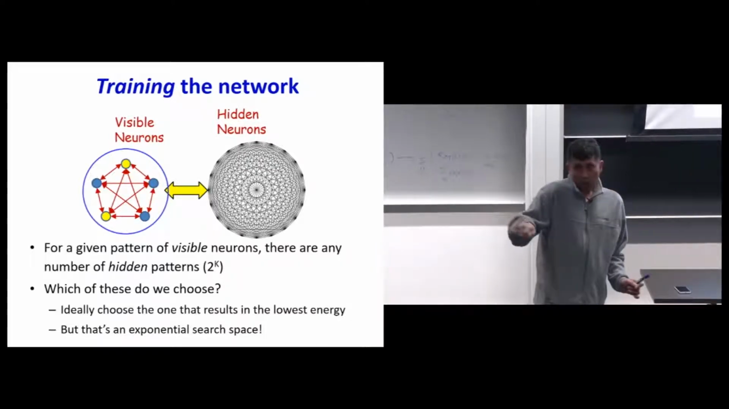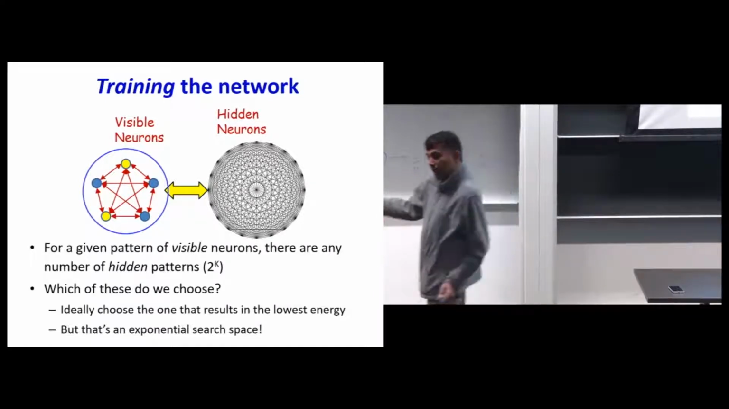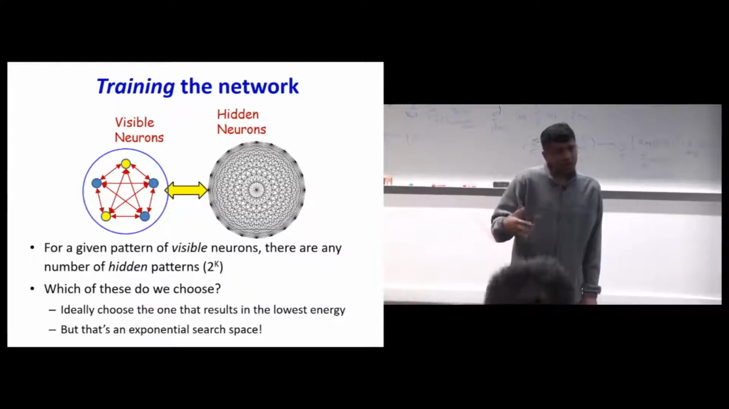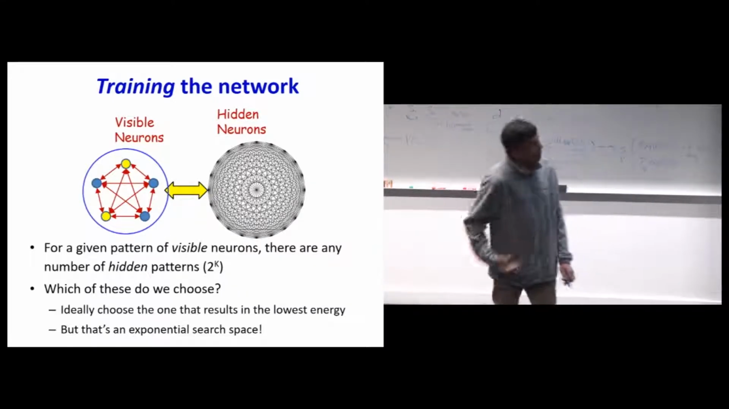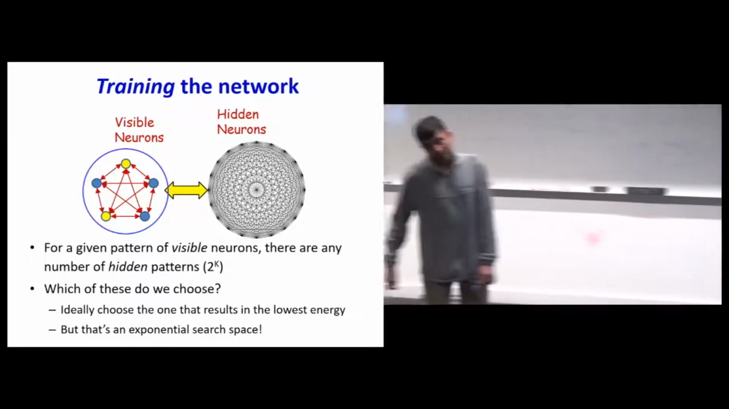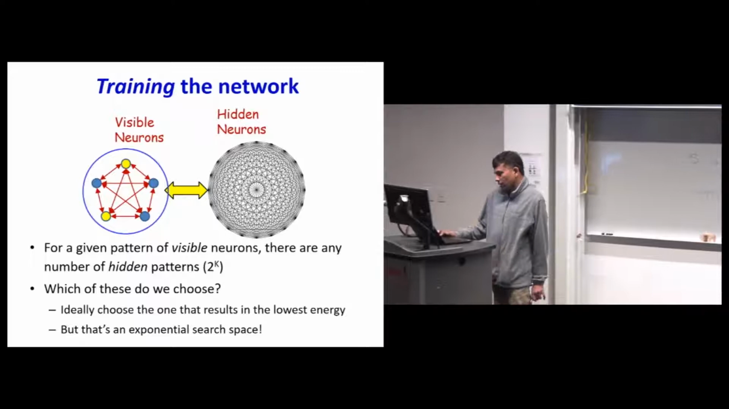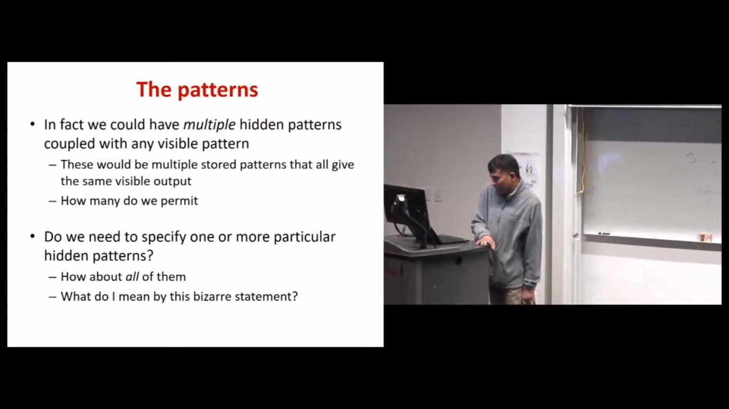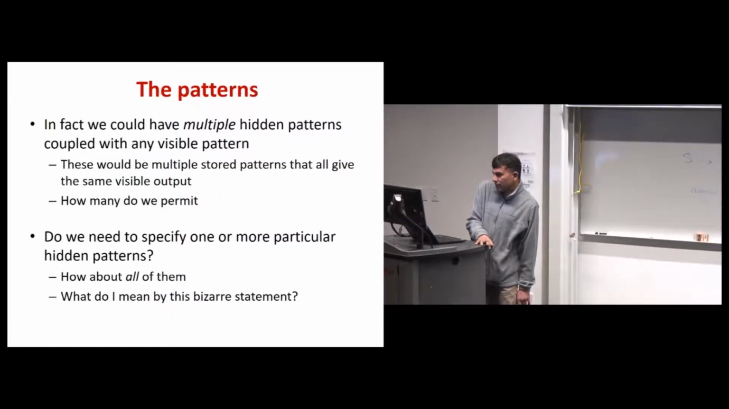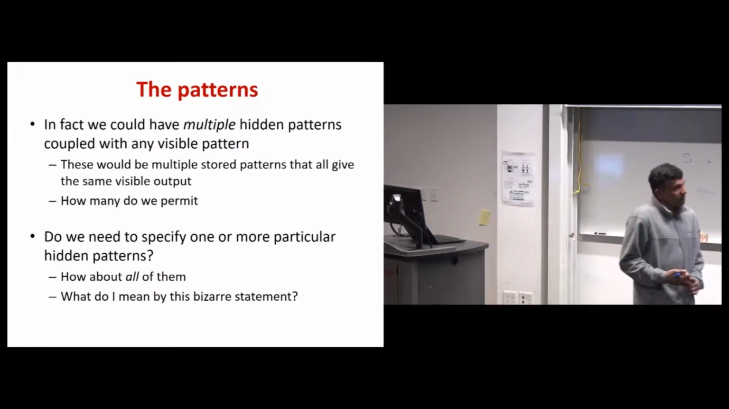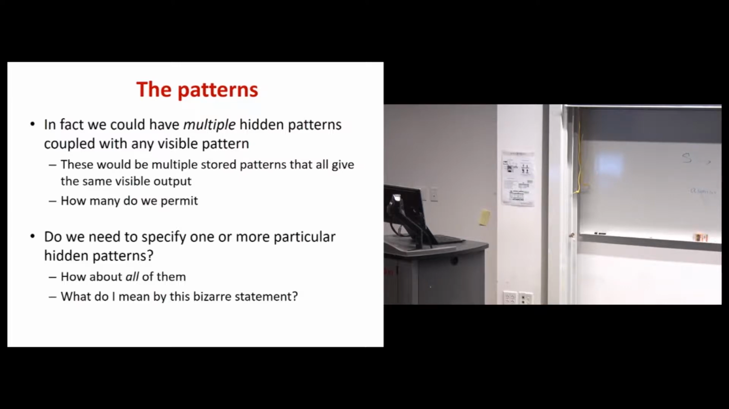So ideally, you want to keep the k-bit pattern which results in the lowest overall energy for the n plus k-bit pattern. But that's going to be hard to choose, considering the weights themselves have not been set. And the search space is exponential in k for every single visible pattern that you're trying to store. And we saw in the process that, in fact, we could have stored multiple hidden patterns coupled with any visible pattern. These would be multiple stored patterns that all give the same visible output.